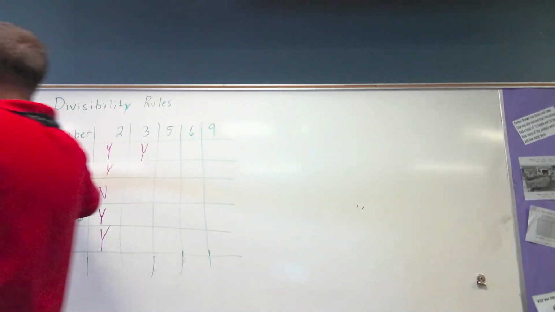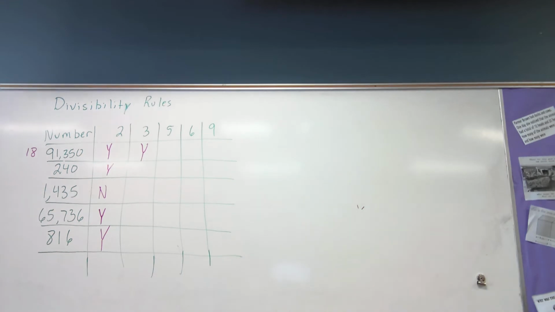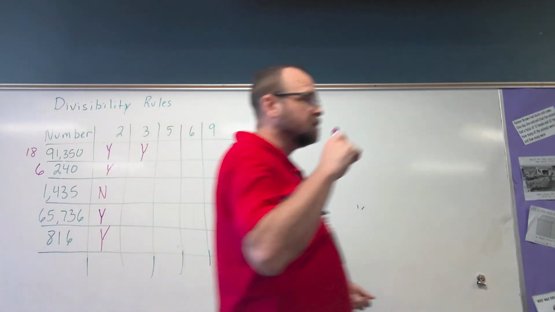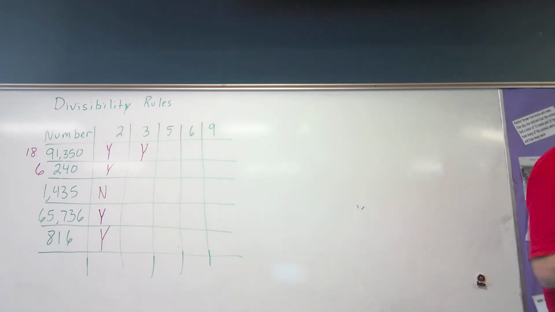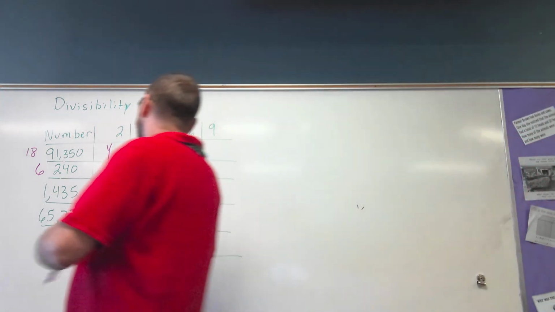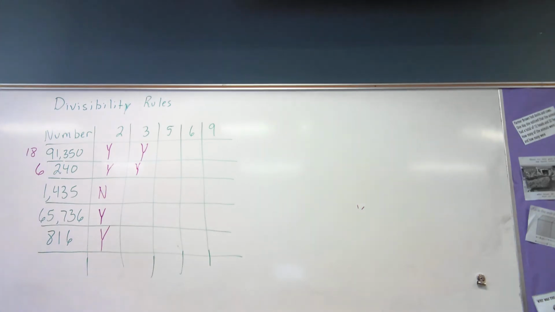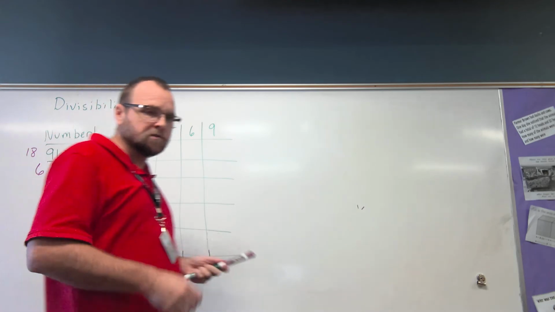Buddy, the sum of the digits in 240. What is it, buddy? 2 plus 4. Okay, can you tell me what 2 plus 4 is? 6, thank you. Does 3 go into 6 evenly, buddy? Yes. That means 240 is divisible by 3.